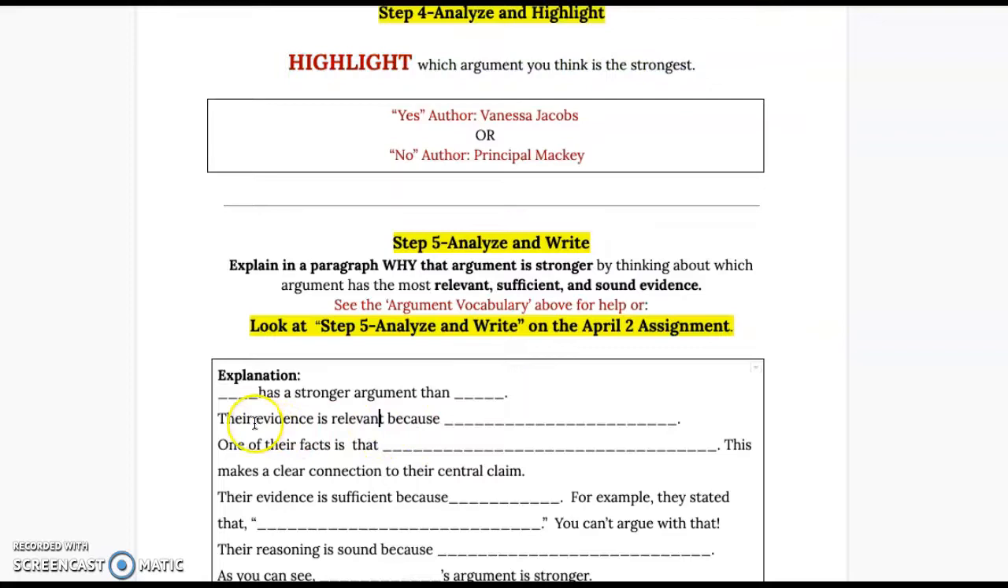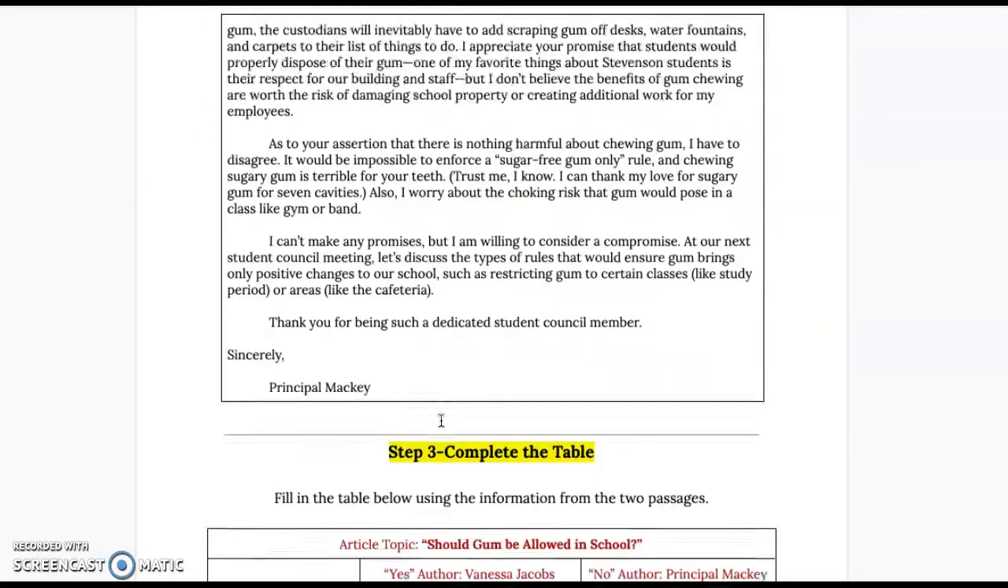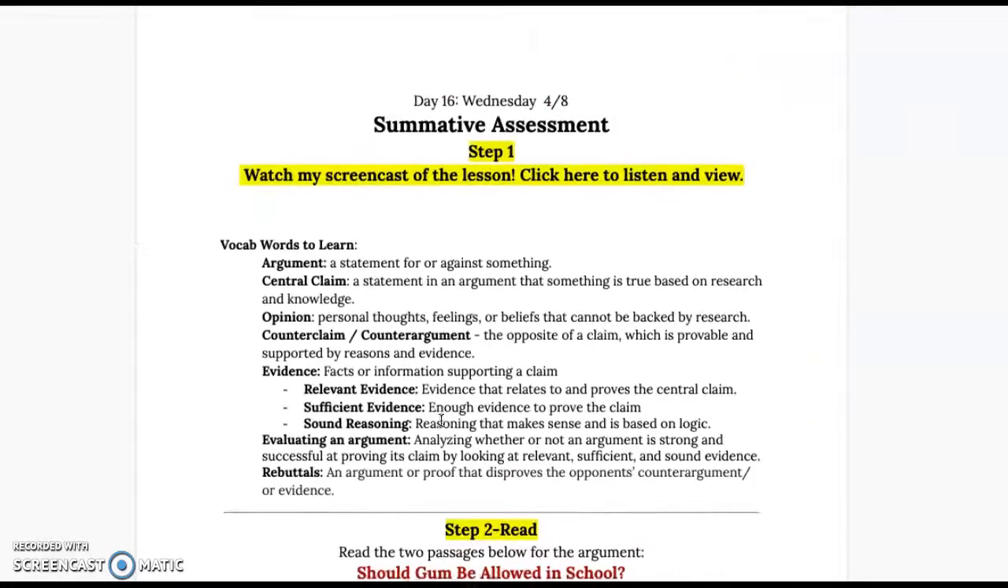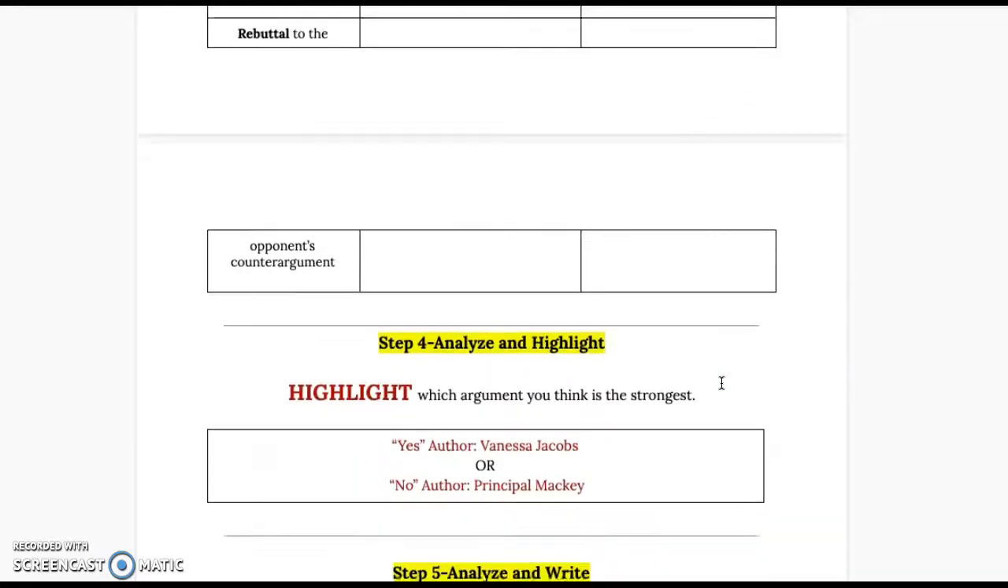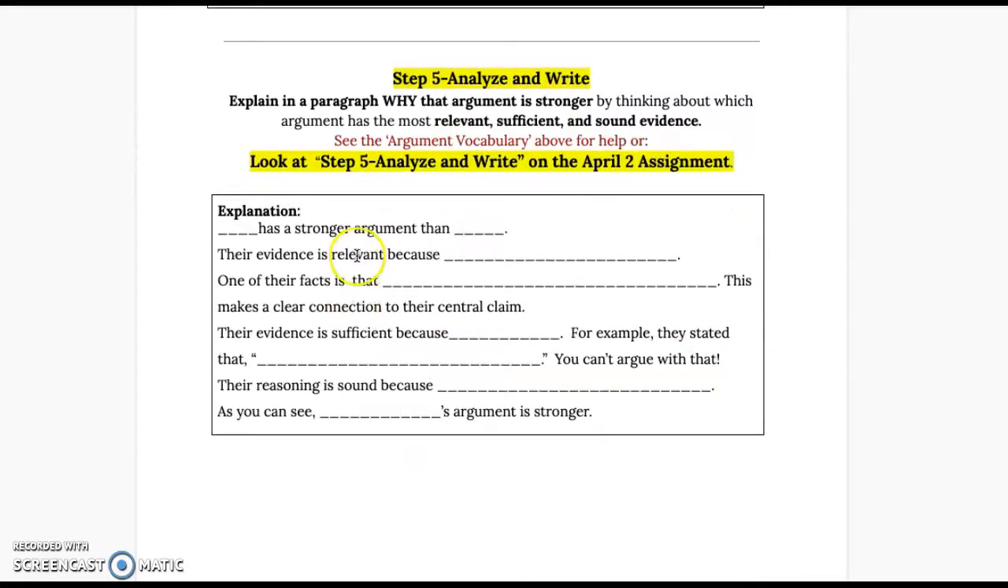Remember, when you fill this part in right here, their evidence is relevant because think, what does relevant mean? Look, it's right here for you up here. Please use the vocabulary. You're going to need relevant. You're going to need the definition of sufficient, and you're going to need the definition for sound reasoning. Okay, you'll need those definitions because if you look at your paragraph, again, you have a question about relevant evidence. You've got a question about their evidence is sufficient because, and their reasoning is sound because. Use your definitions.